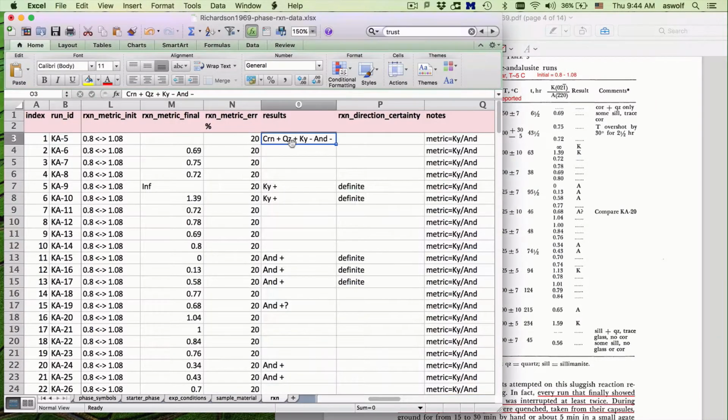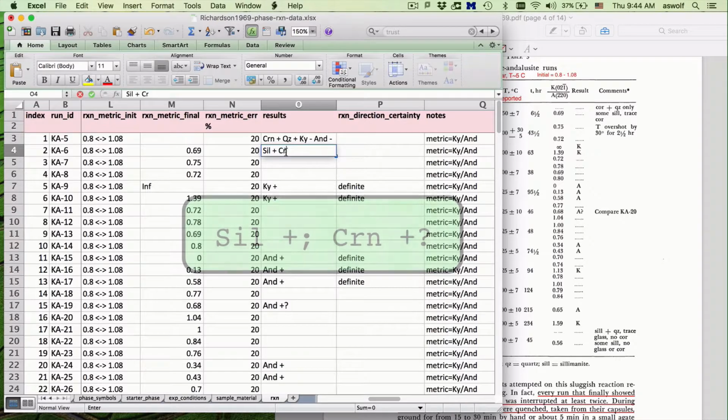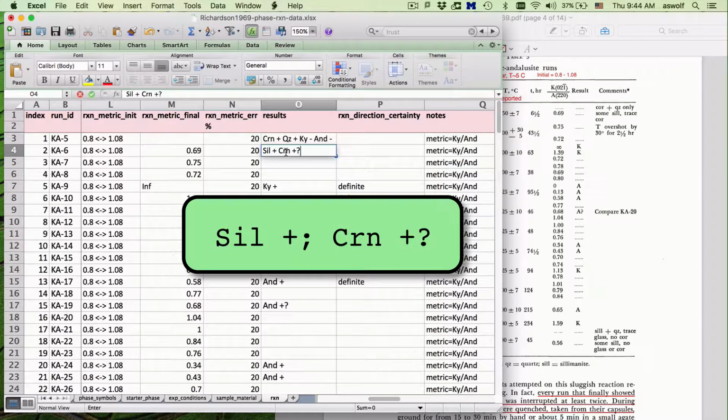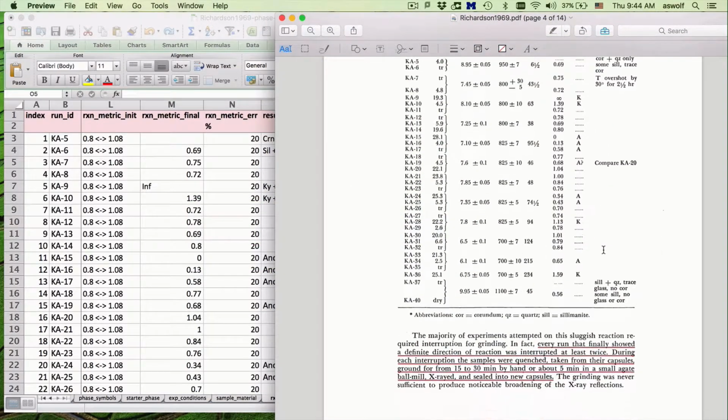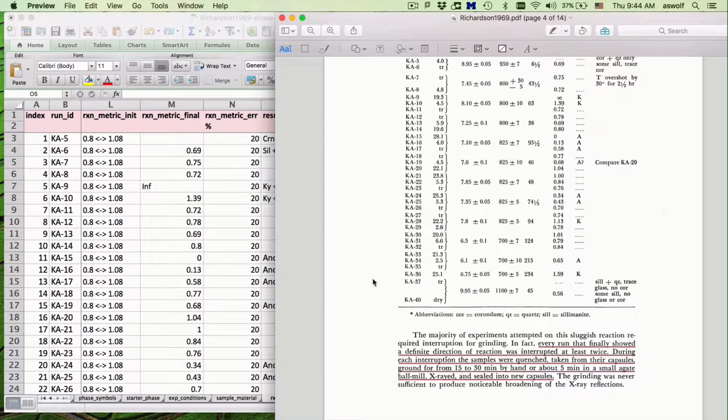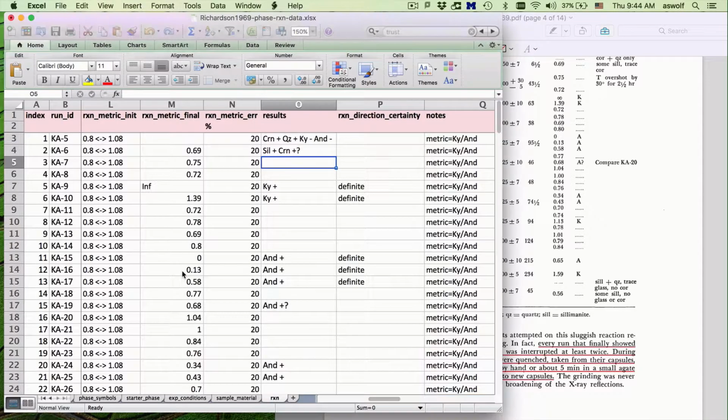Second run has some sillimanite. So we can say sillimanite increased. And there's a little bit of corundum, so maybe we give that a question mark. And is there anything else? Sillimanite plus quartz, trace glass, no corundum.